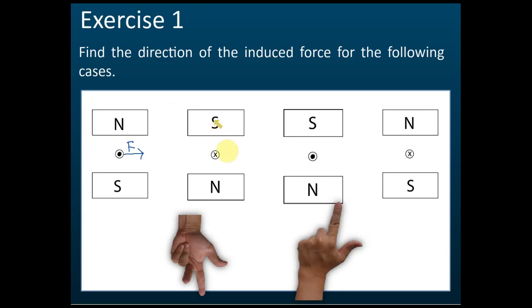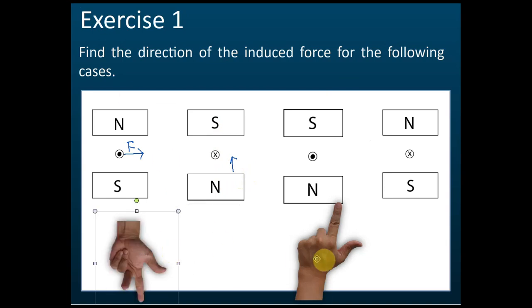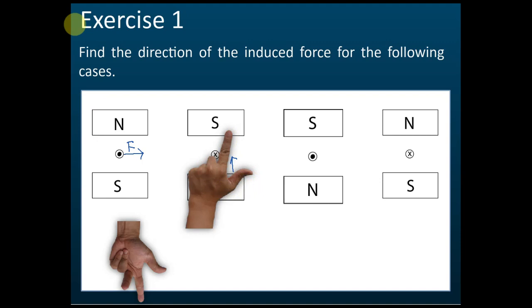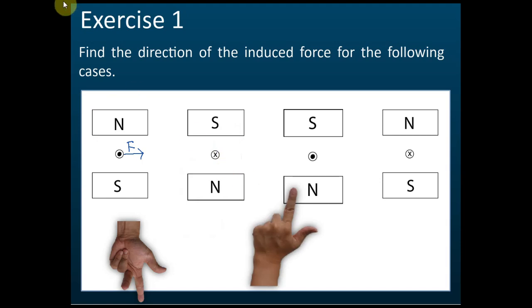Okay, now let's see the second case. The field moves up from north to south, and the current goes inside. So let's use this hand. The field is going up, the current goes in, so the force is to the right. Let's erase this. So the force is to the right.